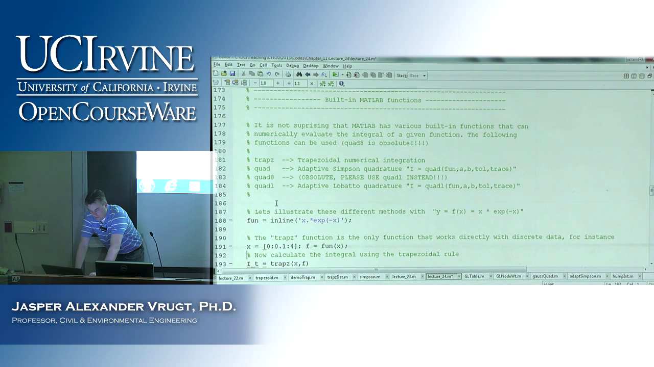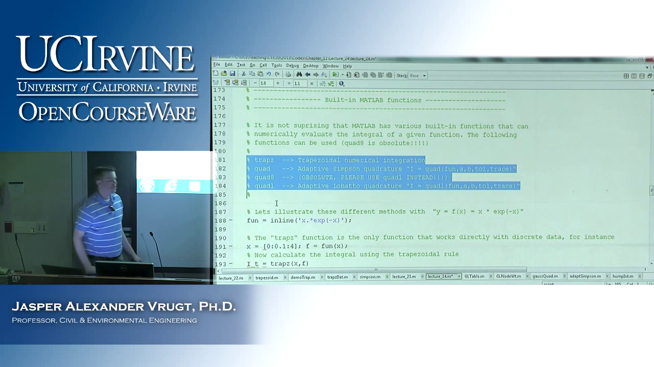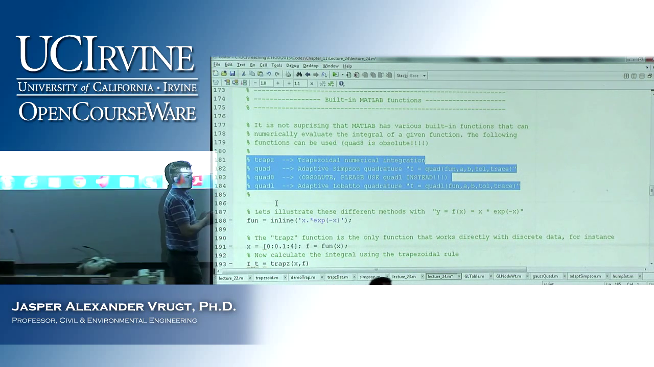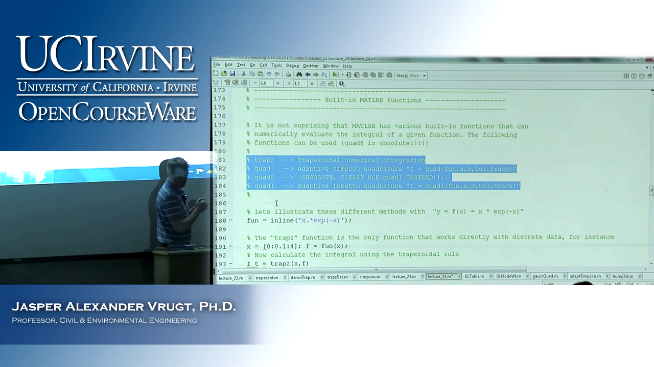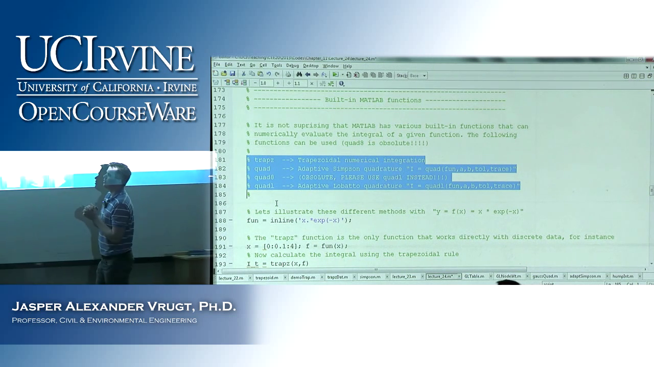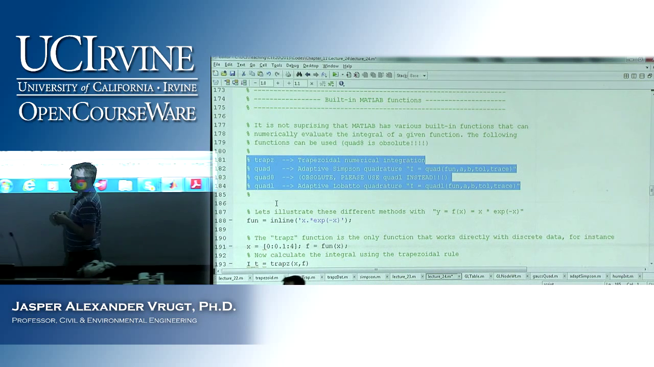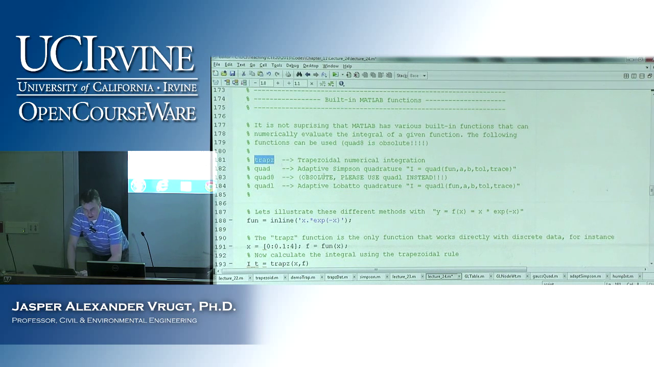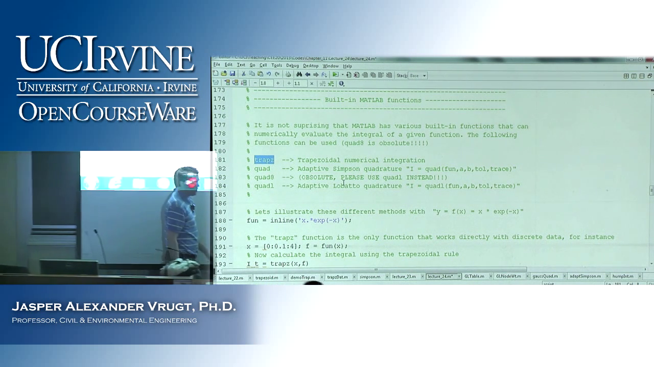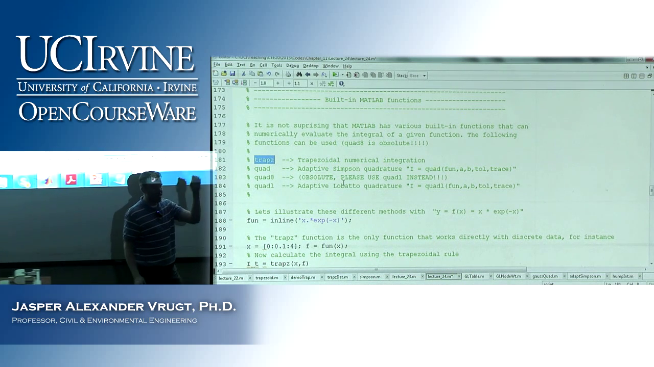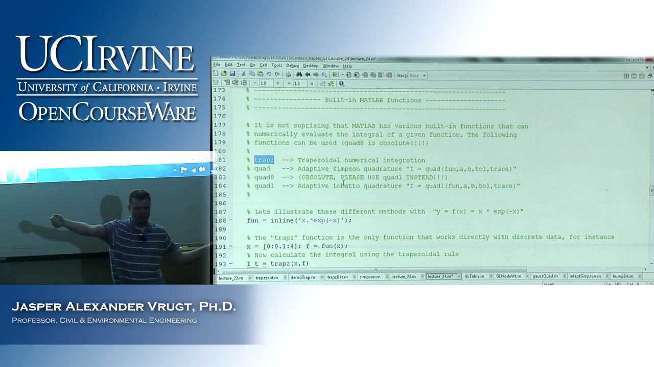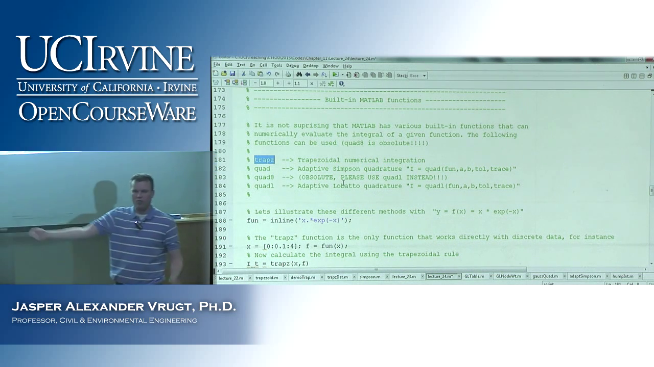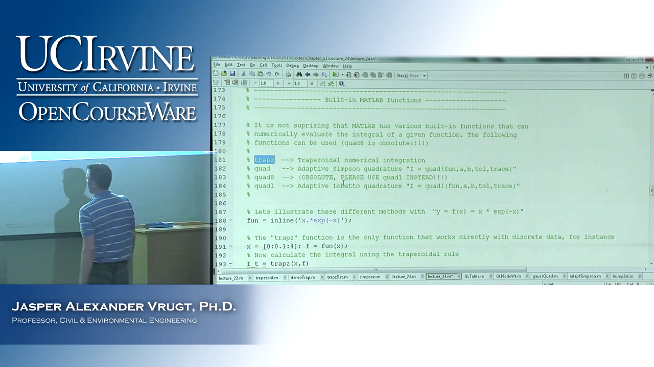Now, a lot of what we've discussed so far is built into MATLAB. So there are built-in functions, and that's useful. For instance, for trapezoidal integration, the function trapz is a built-in function that does trapezoidal numerical integration for you. You supply the x values and the corresponding function values, and it returns a numerical estimate of the integral.